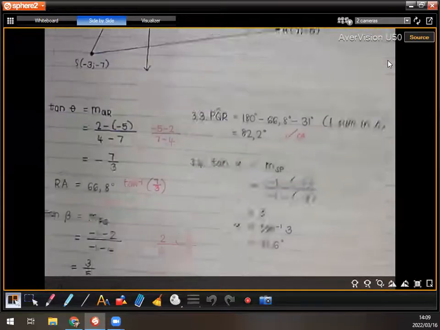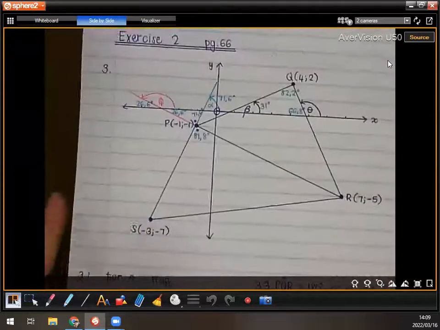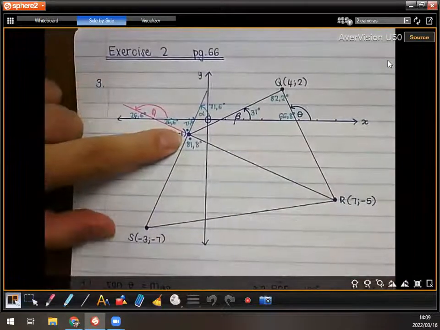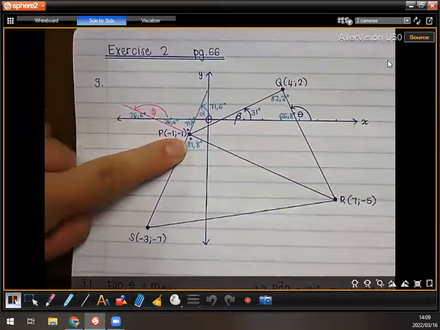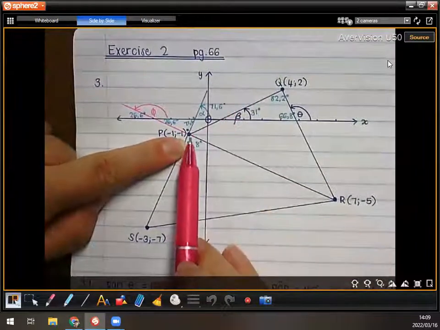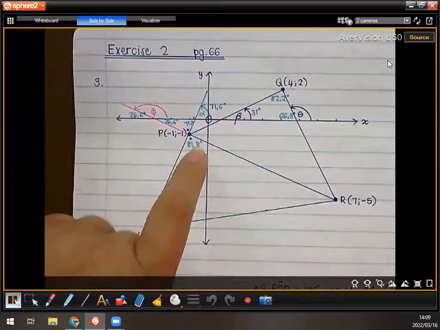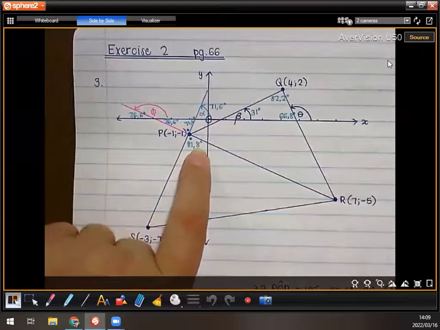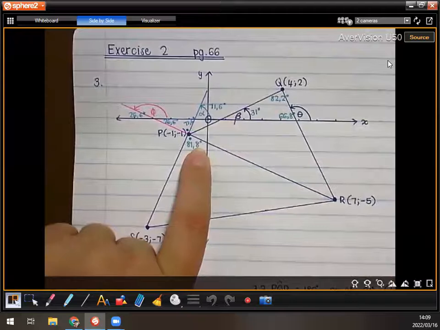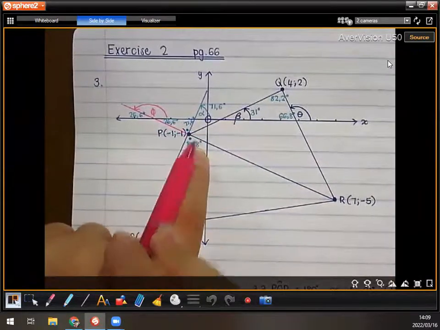Okay, let's quickly talk about 3.5. In 3.5, they were asking for SPR. I've already called that in because I calculated it, but obviously we don't know what that is yet. They asked for SPR, this angle here. According to the steps that we wrote down, you need to find the angle of inclination of the two lines that form this angle.